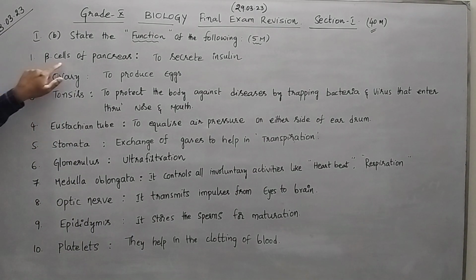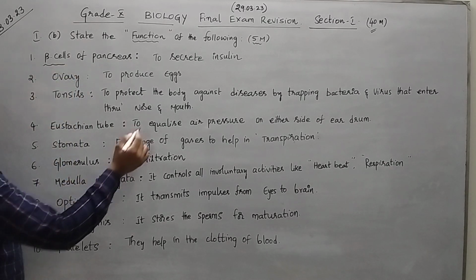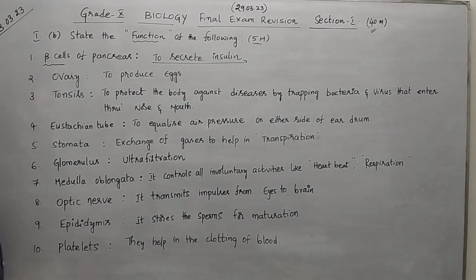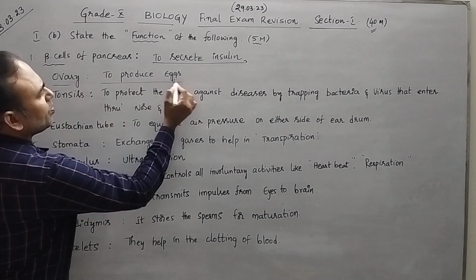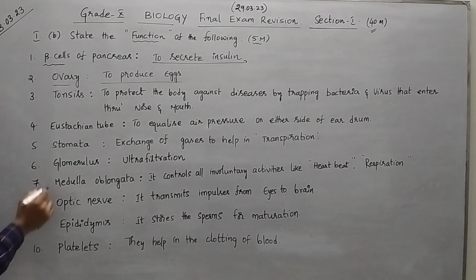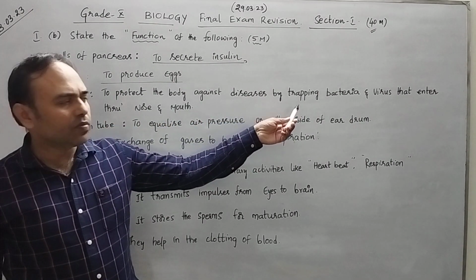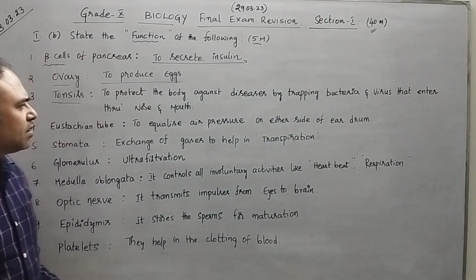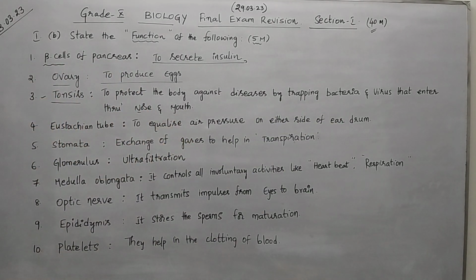First one is beta cells of pancreas. What is the function of beta cells of pancreas? To secrete insulin. Make a note of this. Second one, ovary. The function of ovary is to produce eggs for fertilization. Tonsils. They protect the body against diseases by trapping bacteria and virus that enter through nose and mouth. So that will be the function of tonsils.